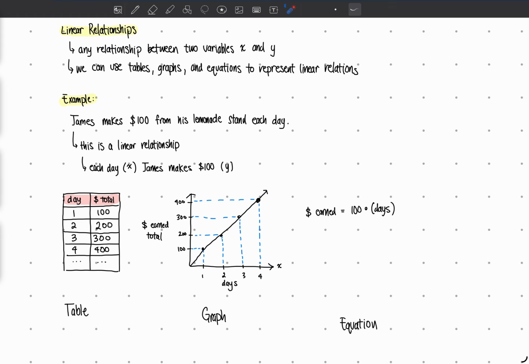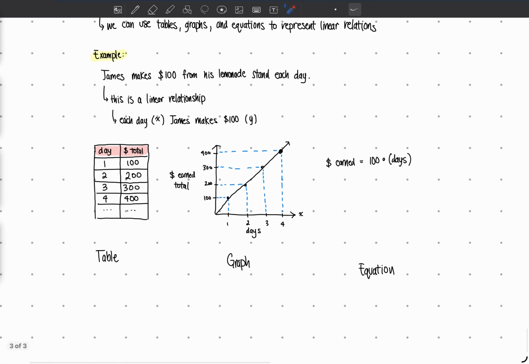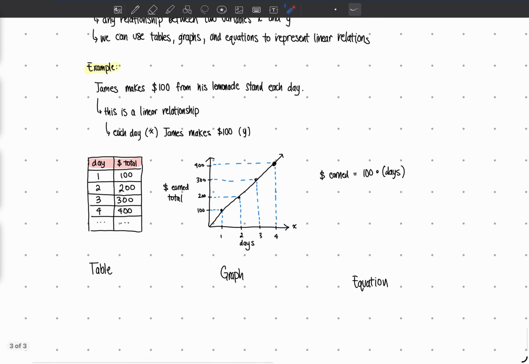To get a better understanding of what linear relationships are, we can take the example of this statement. James makes $100 from his lemonade stand each day. This is a linear relationship because it shows that on each day, represented by x, James makes $100, represented by y. From this, we can make tables, graphs, and equations to represent this linear relationship.